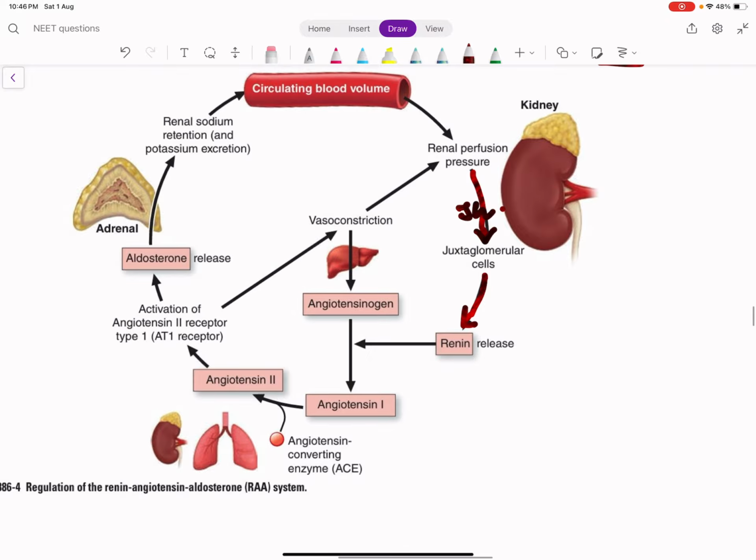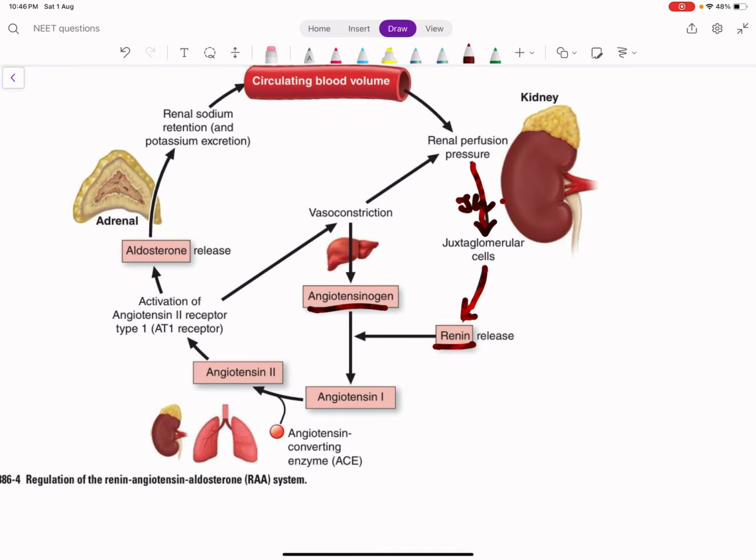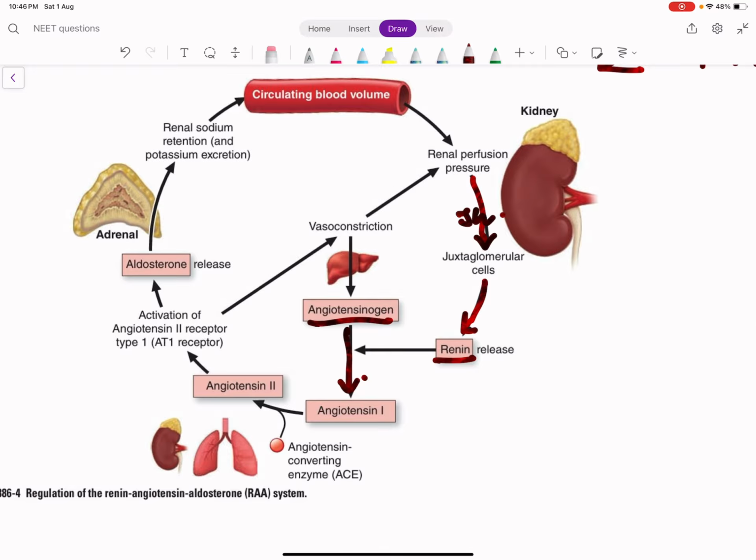it secretes renin. Kidney secretes renin. Function of renin is it converts angiotensinogen to angiotensin 1. This angiotensin 1 is converted to angiotensin 2 by angiotensin converting enzyme, which is produced by the lung. Angiotensin 2 has 2 actions. One, by acting on the angiotensin 1 receptor, it causes vasoconstriction, and the other action is it stimulates aldosterone release from the adrenal zona glomerulosa. Function of this aldosterone is to retain sodium and promote potassium excretion. Very important thing to remember. Aldosterone causes sodium retention and potassium excretion.